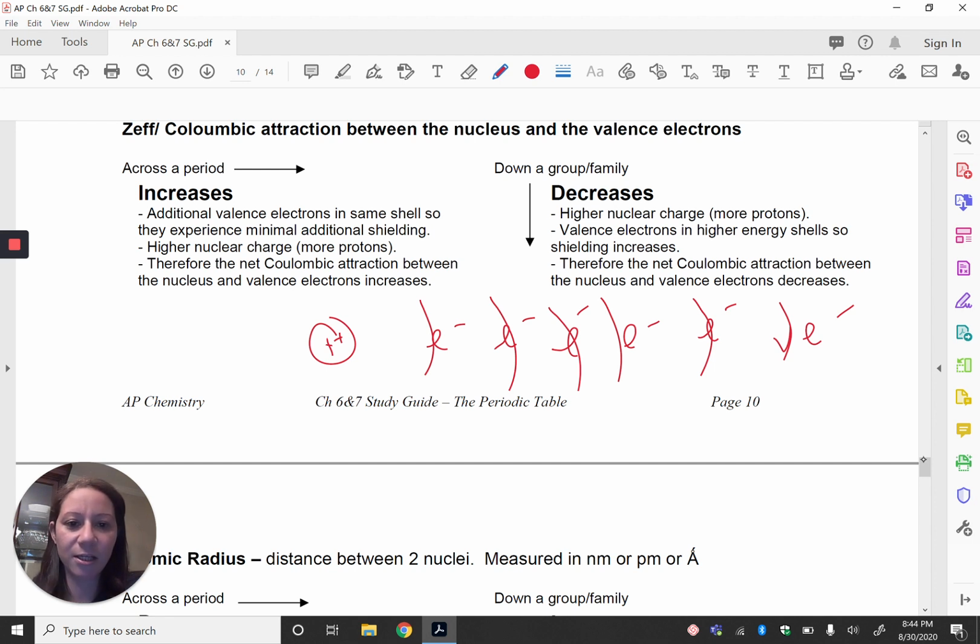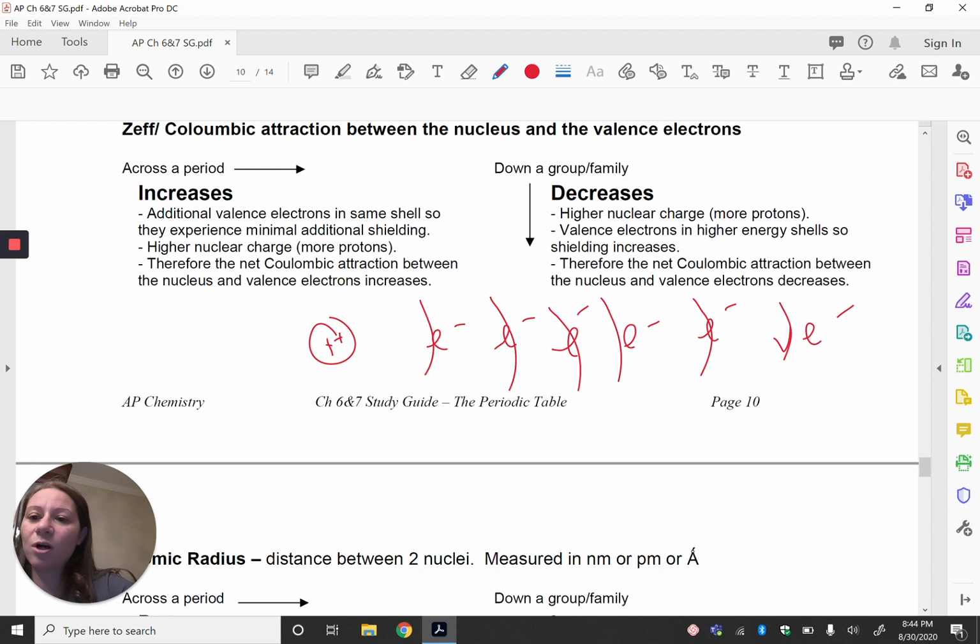So let's look at the explanation. Higher nuclear charge, yes, we have more protons, but the valence electrons are in the higher energy shells, so the shielding increases by a lot. And so therefore the net Coulombic attraction between the nucleus and the valence electrons decreases. Now, the way that these explanations are written, these are totally fine, right? You look at both protons and electrons. But if you want to shorten your explanation, you can just look at one aspect of it when you're explaining it.